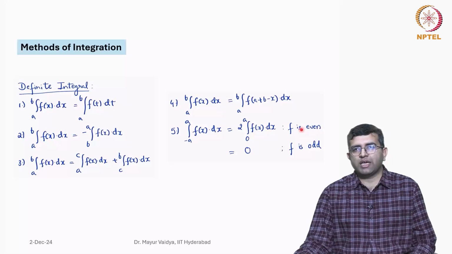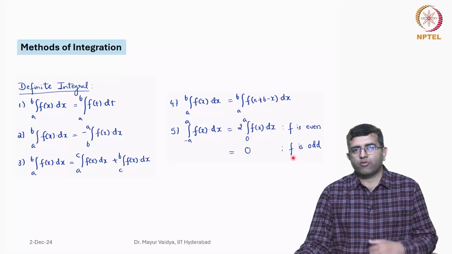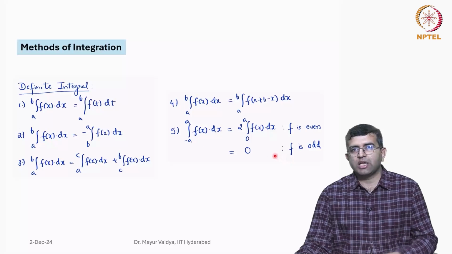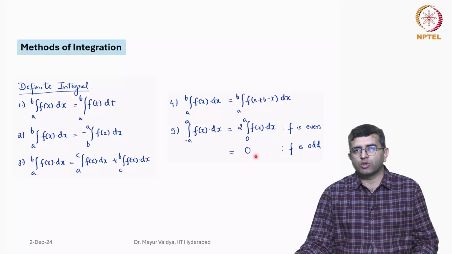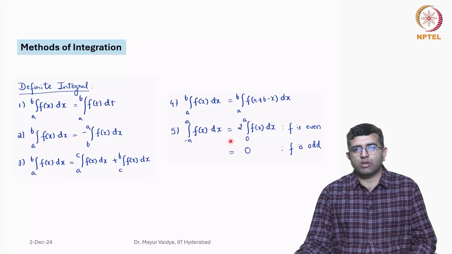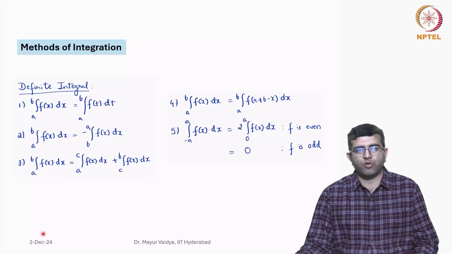That if you replace x by minus x, the value of the function remains same. However, if f is odd, that means if f of minus x is minus of f of x, then in that case this integral goes to 0. So, I am not giving the proofs of this property, but you can refer to any standard calculus book and see for yourself.